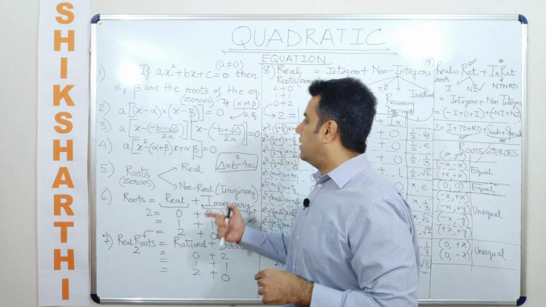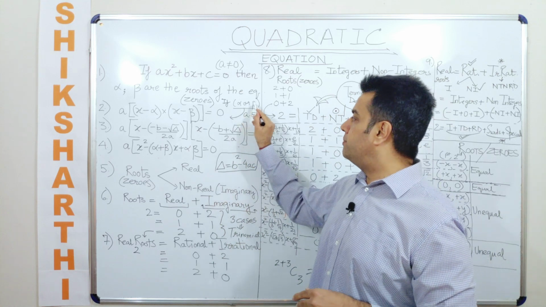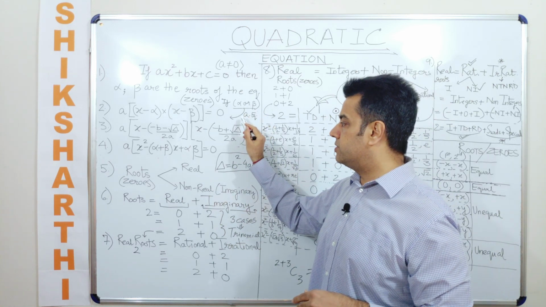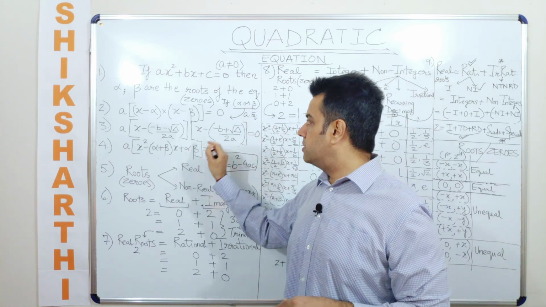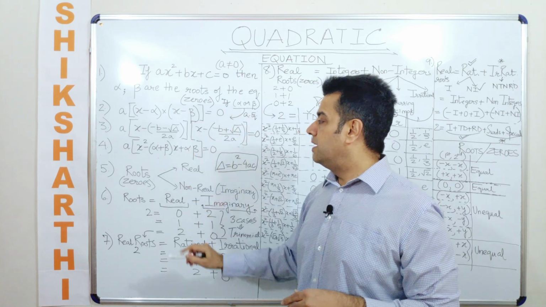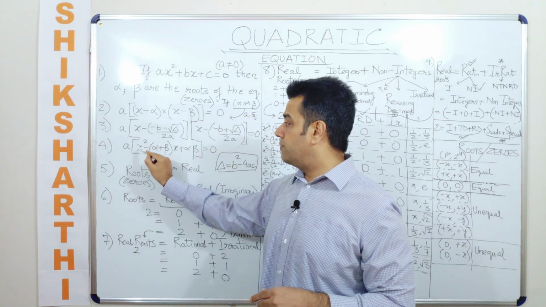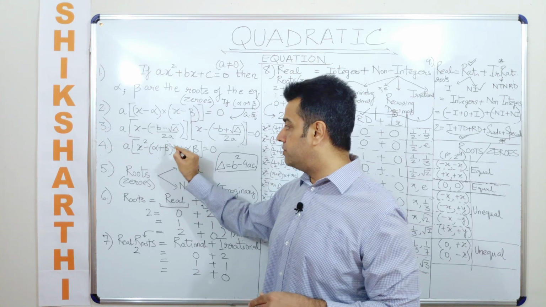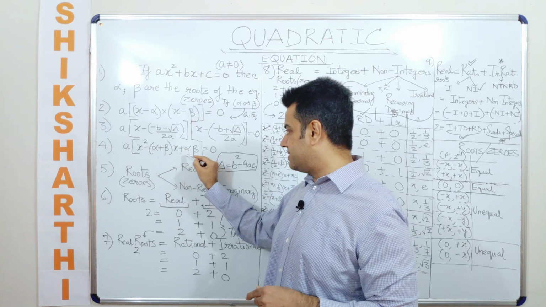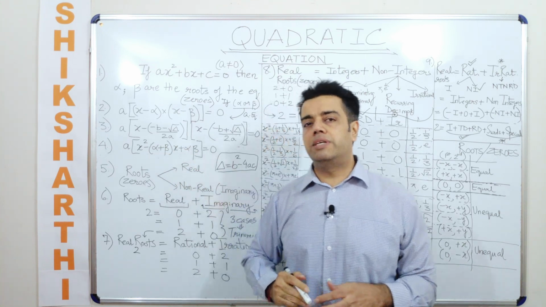Now at the same time, if alpha or beta are the roots of a quadratic equation, how can I form an equation? The equation can be written like this: a times x square minus the sum of the roots times x plus the product of the roots, which is equated to a 0.